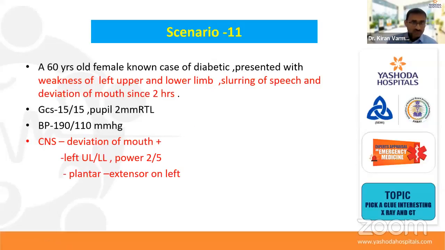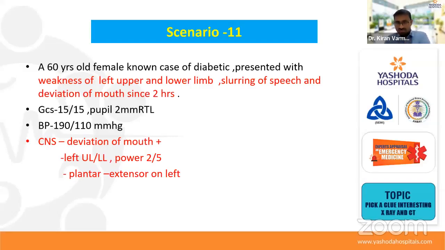A 60 years old female, known case of diabetes, presented with weakness of left upper and lower limb, slurring of speech and deviation of mouth since 2 hours. So here the clue: weakness of left upper and lower limb, slurring of speech and deviation of mouth since 2 hours. GCS normal, BP 190 by 110, that was one of the clues. CNS: deviation of mouth present, power in the left upper and lower limb 2 by 5, plantar on the left side extensor. So what do you think?